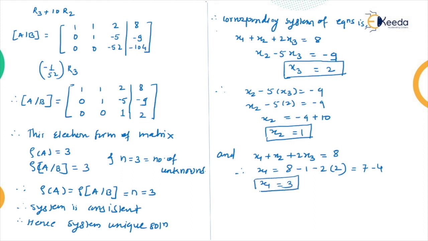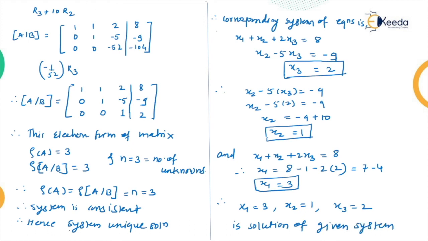Therefore I am writing finally, x1 is equal to 3, x2 is equal to 1, and x3 is equal to 2 is a solution of the given system. Understood this? I hope this example is very simple and easy to understand. Thank you.